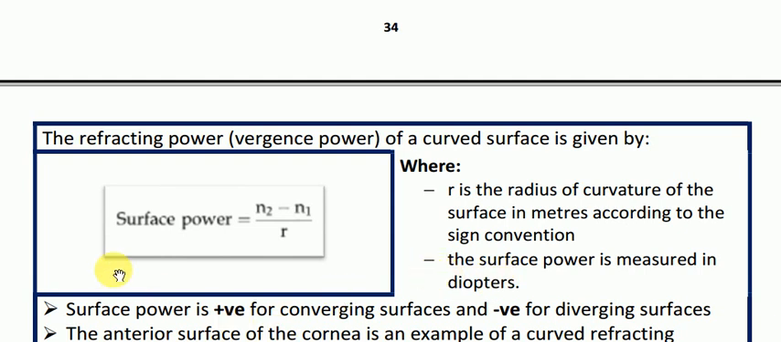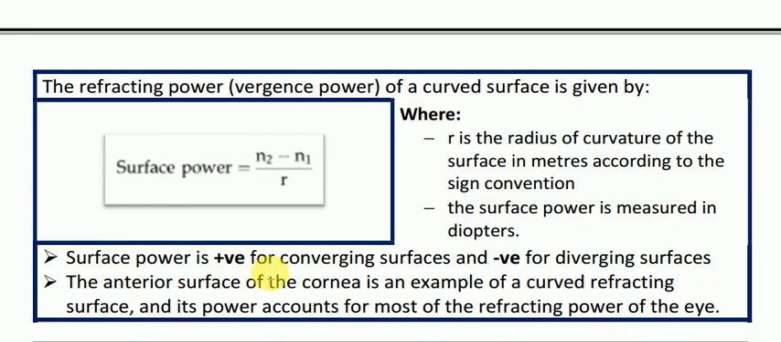Surface power is positive for converging surface and negative for diverging surface. Positive for converging, negative for diverging. The anterior surface of the cornea is an example of a curved refracting surface, and its power accounts for most of the refracting power of the eye.